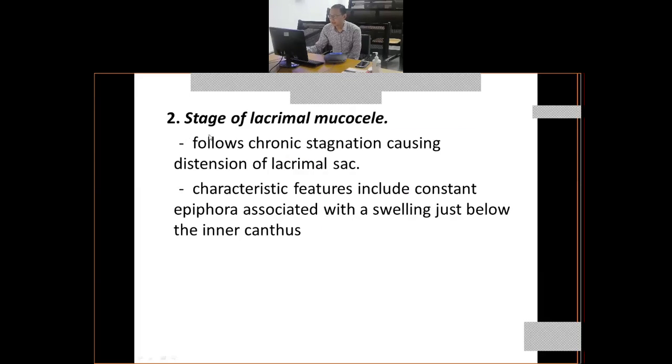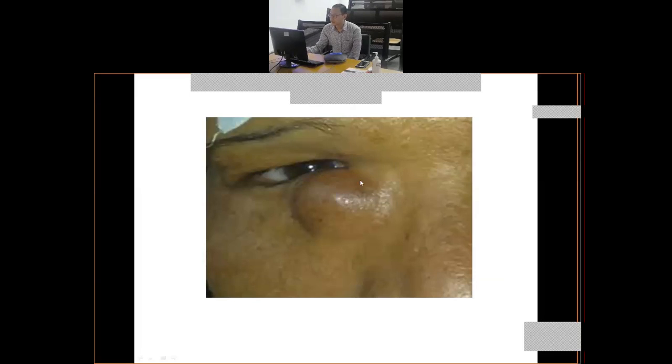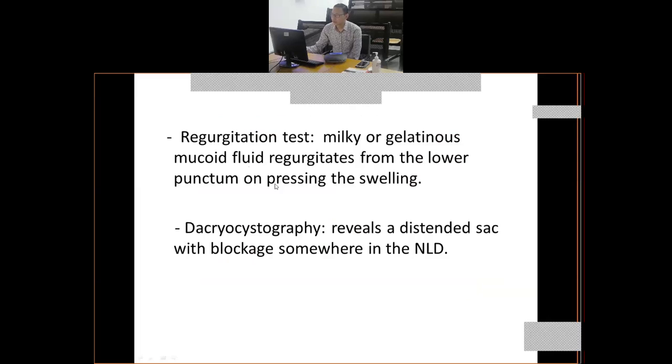The second is the stage of lacrimal mucocele. It follows chronic stagnation causing distension of the lacrimal sac. Its characteristic features include constant epiphora and swelling just below the inner canthus. You can see in this picture there is a swelling in the lacrimal sac area just below the inner canthus. Regurgitation test: milky or gelatinous mucoid fluid is regurgitated from the lower punctum on pressing the swelling. Then the dacryocystography reveals a distended lacrimal sac with blockage in the nasolacrimal duct.